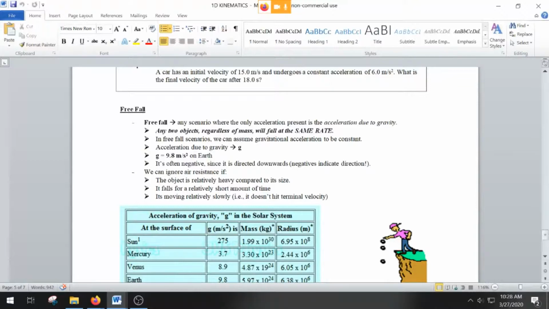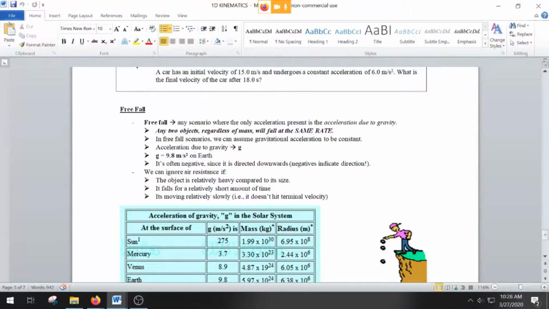And again, on Earth, it's going to be 9.8 meters per second squared. If you ever forget that number for whatever reason, even though we've been using it all year long, remember it is on the constants section of your equation page, which again, I would get familiar with if you haven't taken a look at it yet.